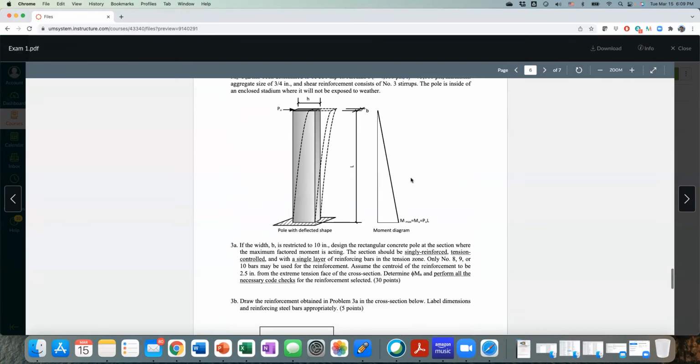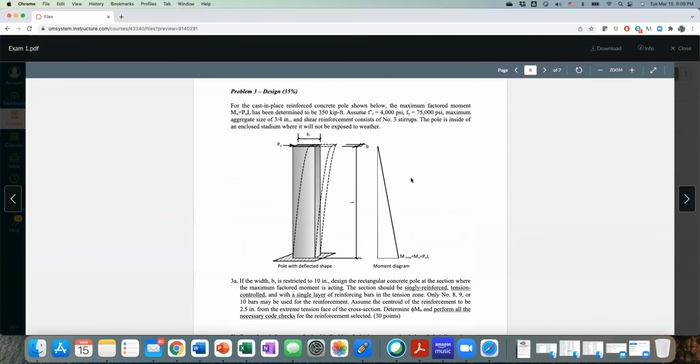Now, the last problem, problem number 3. First of all, look at this geometry. It's a pole, a vertical member, but actually it's a beam because I'm pushing at one end. So I bend it like this, bend it towards the right.